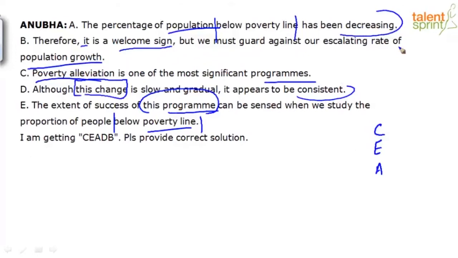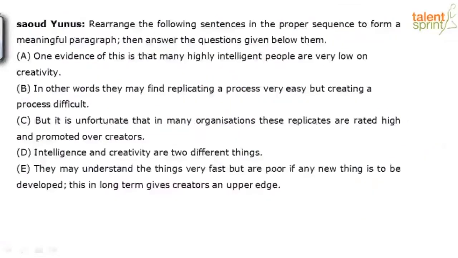But we must guard against that. So, CADB is the right sequence. Yes, correct. Right? This is an easy one. It is pretty easy. So, A, B, C, D, E. Okay, let's see what's the sequence.